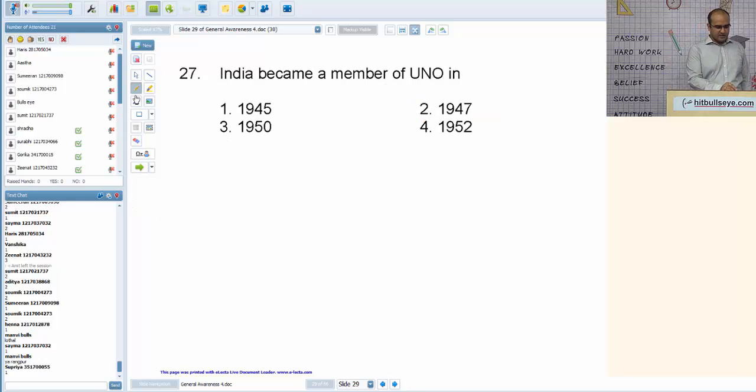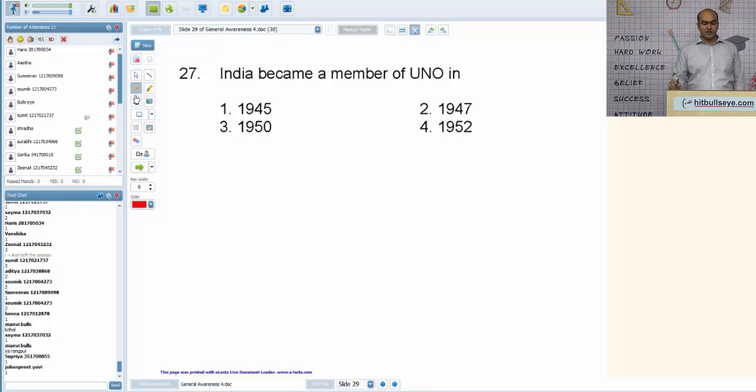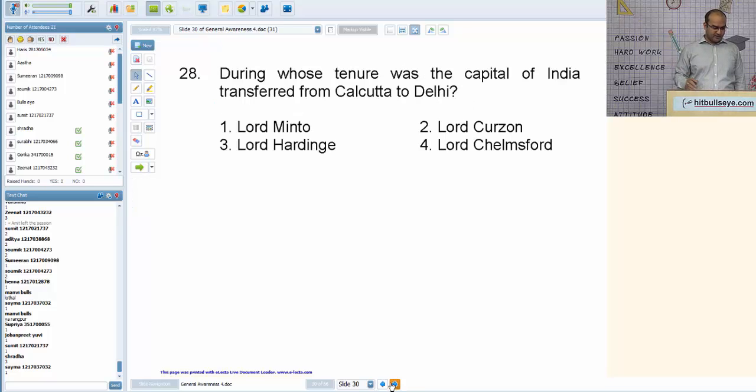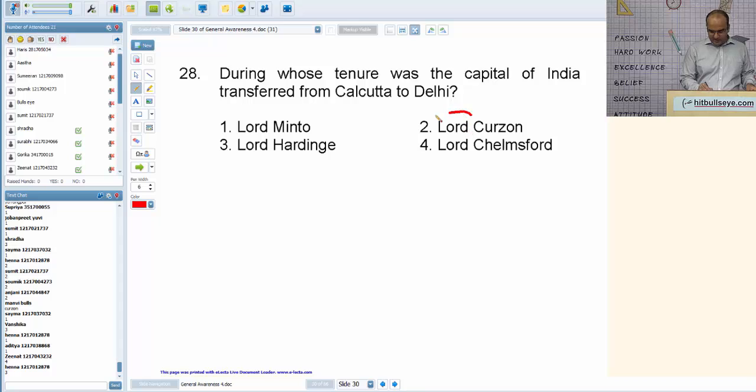Okay, next, India became a member of the United Nations organization in which year? India was one of the founding members of the UN, and UN of course was founded in the year 1945. So naturally India became a member at the date of its inception. Next, during whose tenure was the capital of India transferred from Calcutta to Delhi? This is a trick question, guys. I suggest you read carefully. Most of you are answering Lord Curzon.